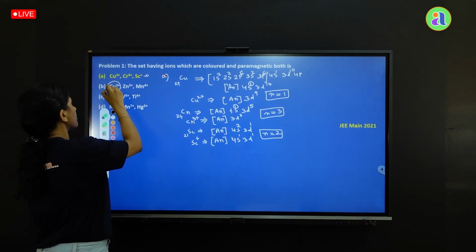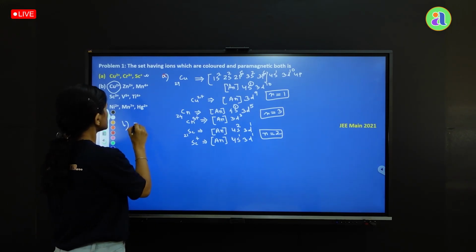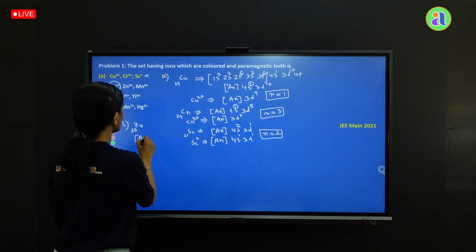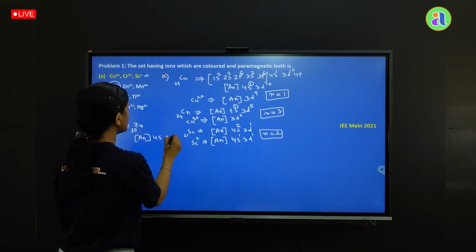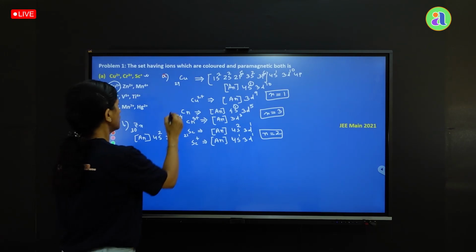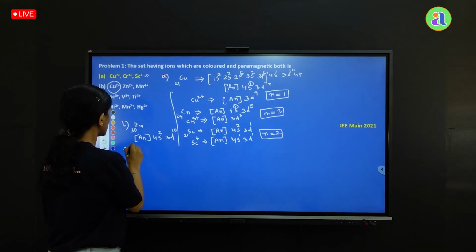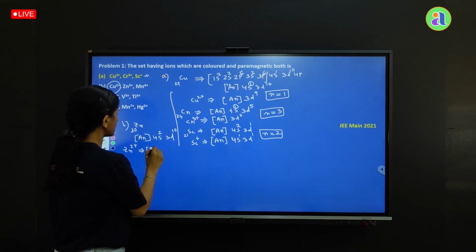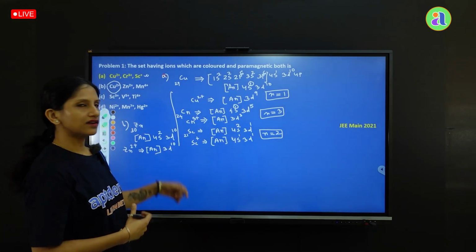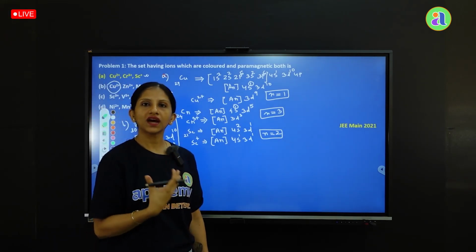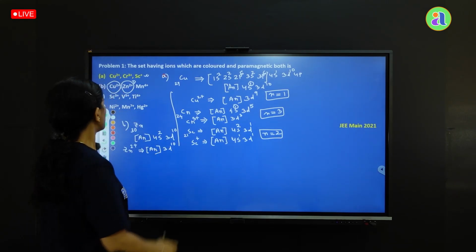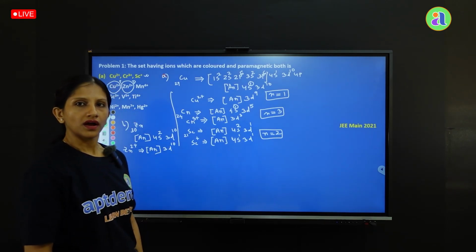In B we have already done copper 2 plus, which is paramagnetic and colored. Let's check Zn 2 plus. Zn has atomic number 30. The electronic configuration is argon, 4s and 3d: 18, 20 and 30. So for zinc it is argon 4s2 3d10. Now consider Zn 2 plus: we end up with argon 3d10. It is diamagnetic in nature because this is a d10 configuration and it does not have any unpaired electrons. So put a D here. But copper 2 plus has unpaired electrons, so it is paramagnetic.